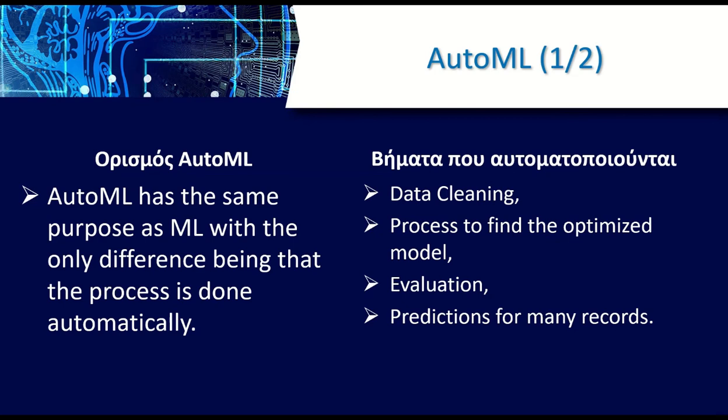So with automation, we give the dataset and we tell the system that we want the maximum performance of an algorithm on this dataset, and the system goes and runs all of the algorithms based on our requirements and finds the appropriate one that fits them. Then the evaluation is automated, and we can predict many records and not one by one with this automated machine learning system.